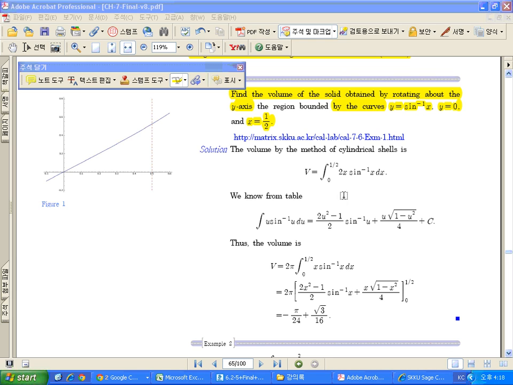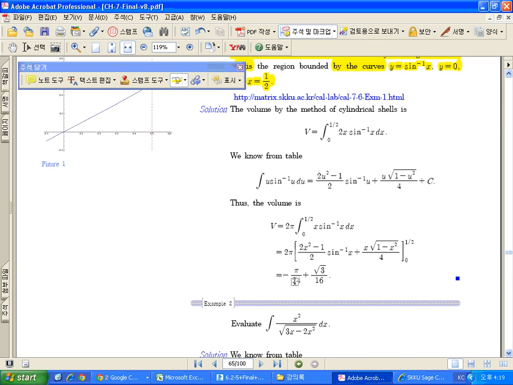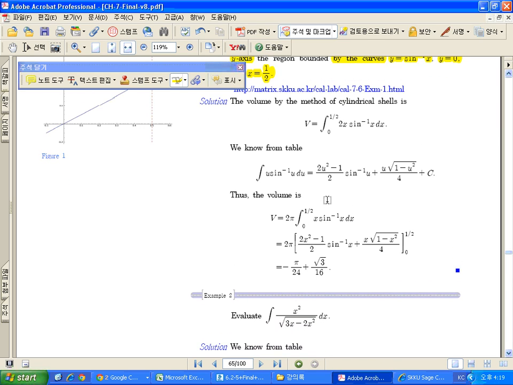Here the pi is missing. So V is 2 pi times the integral from 0 to 1/2 of x arc sine x dx. Since the integral of u arc sine u du can be written in this way from the table, V is equal to 2 pi times this, which can be written like this.